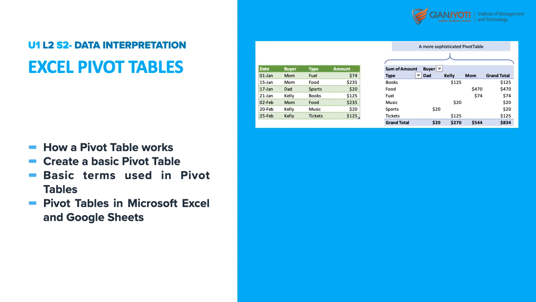So to give you a simple example of a pivot table, on the left hand side is the input range, that is your data which you are storing. Just for the illustration of it, these are the rows, that is the records we call it. Then the field names are date, buyer, type, and amount. In buyer you have mom, dad, and Kelly. Kelly must be the child of the parents, mom and dad, who are there. And then what sort of product, like fuel, food, sports, books, music, tickets, and then the amount.